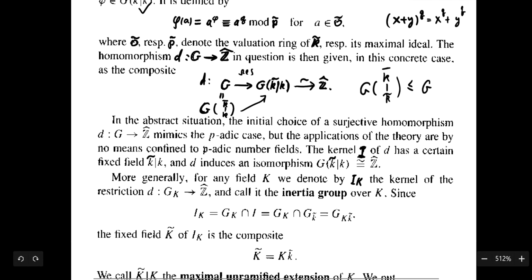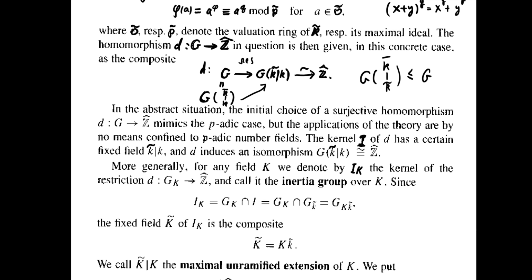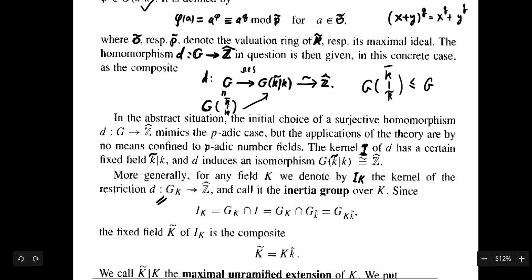To understand this notation, G_K, what is G_K? G_K by notation means the Galois group of K-bar over big K.